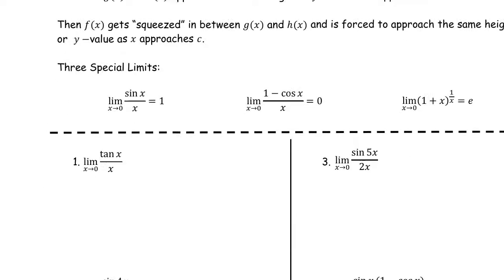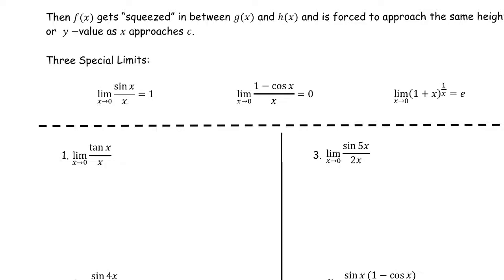So there are three special limits. The first one is the limit as x approaches 0 of sine x over x, which is equal to 1. The next one is the limit as x approaches 0 of 1 minus cosine x all over x. That's going to be equal to 0. And then finally, the limit as x approaches 0 of 1 plus x to the 1 over x. That's actually how we get e, the 2.7 stuff. So let's look at several examples.